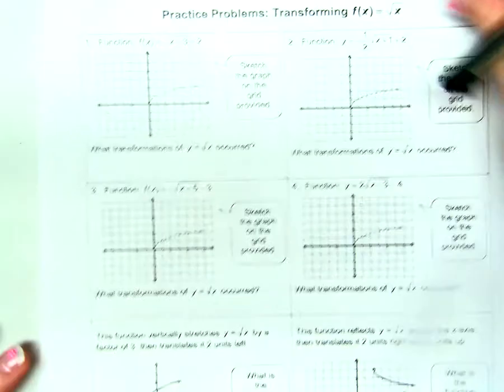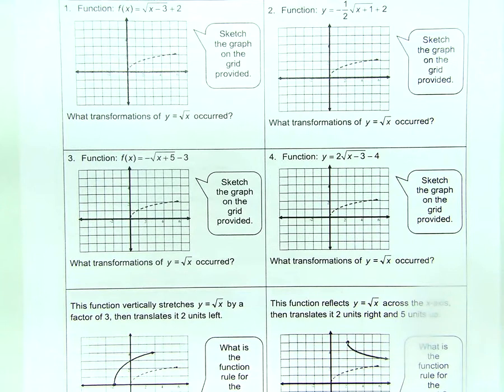Okay? So you have problems 1 through 6 on the back, and then you have problems 4, 5, and 6 on that other page. Okay? I hope this helps, and I hope you have a great day.